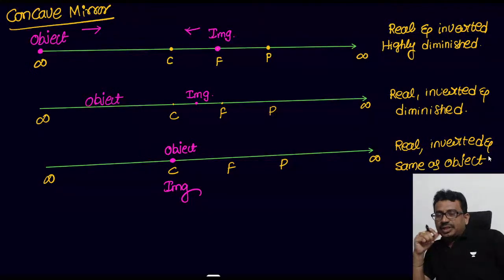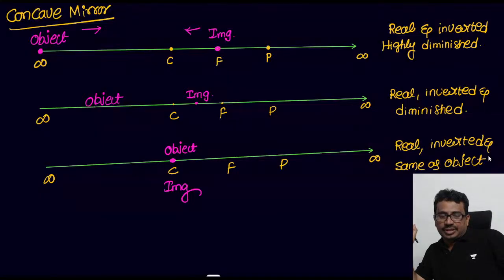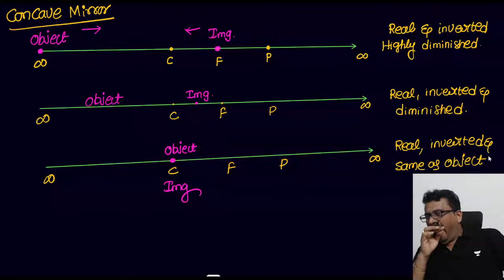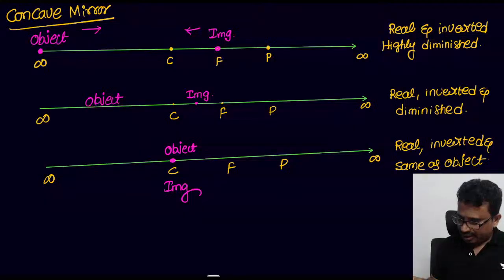If the object is at infinity, the image is at the focus. If the object comes from infinity to the center, the image will shift from the focus to the center. If the object is at the center, the image is also at the center only. And the size is the same as the object only. The size of the image is exactly the same as the size of the object. Okay. Next.